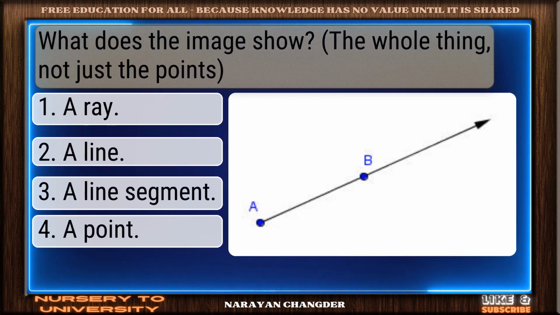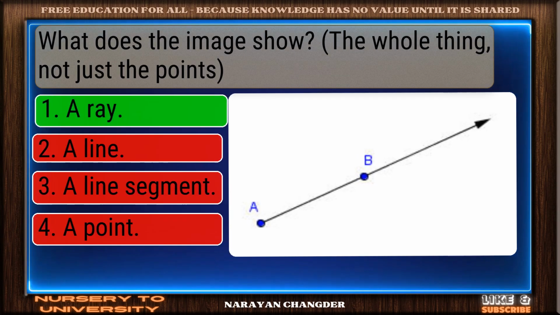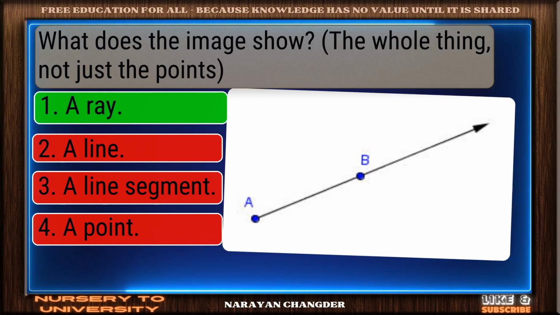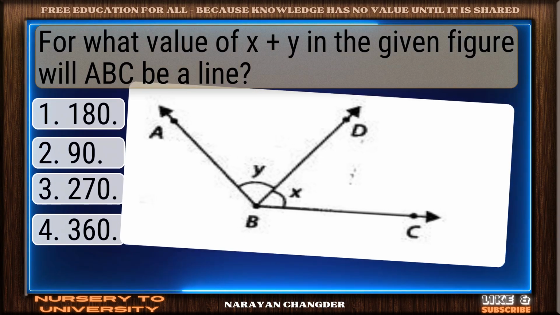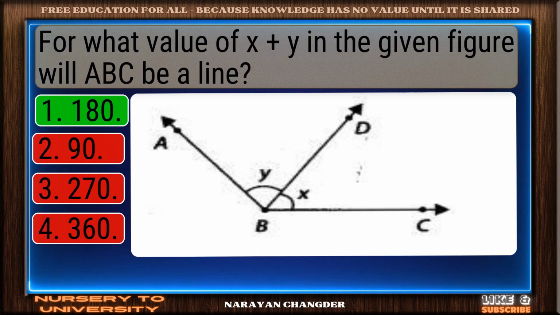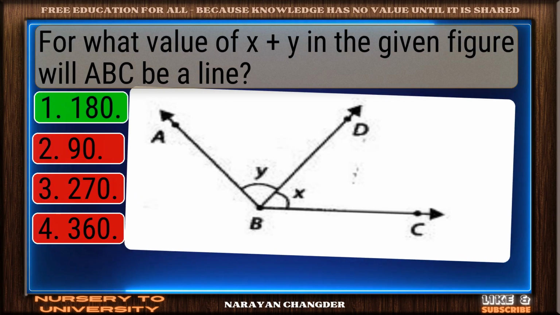Question number 5. What does the image show? Well reasoned. A ray is the correct choice. Question number 6. For what value of x plus y in the given figure will ABC be a line? Sharp thinking. 180 is the right choice.